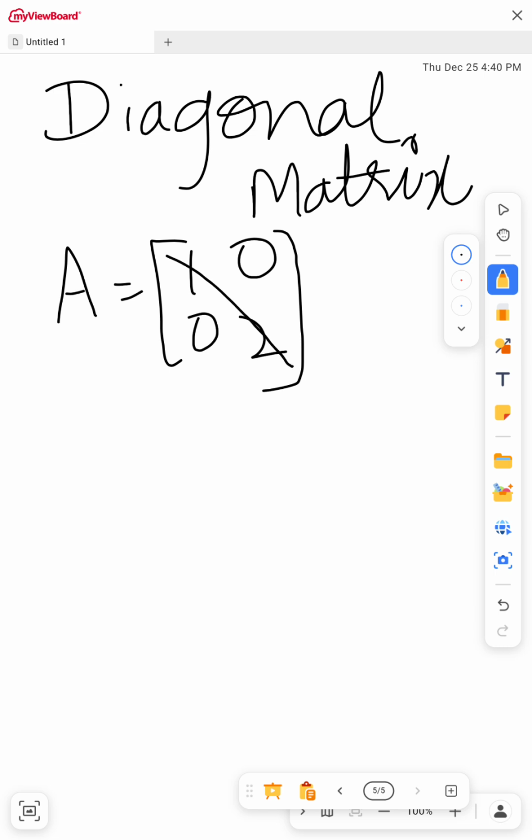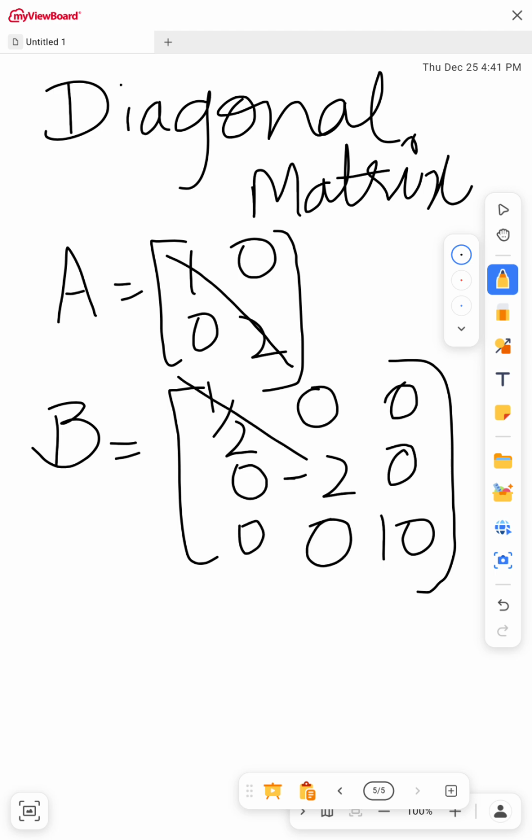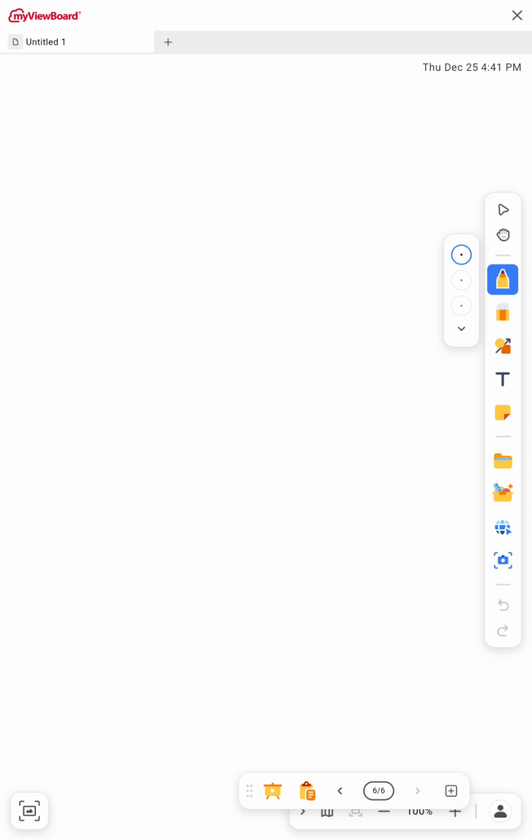A diagonal matrix is a square matrix in which all the elements except the elements of the leading diagonal are 0. Another example is 1 by 2, minus 2 and 10. These are the elements of the leading diagonal, and all the other elements are 0. Okay, now another type of matrix is a scalar matrix.